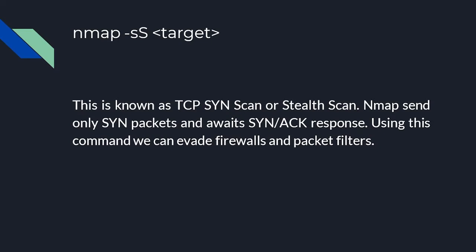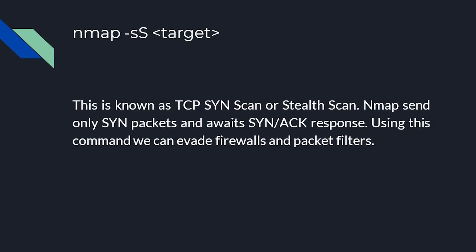So the next command is nmap -sS and your target. This is known as the TCP SYN scan or the stealth scan. In the word stealth itself, you can understand that if you are going to implement the scan, you can be as anonymous as possible. How does the scan work? Nmap sends only synchronization packets and it awaits the synchronization and acknowledgement response. So using this command, you can easily evade firewalls and packet filters like IDS and IPS.